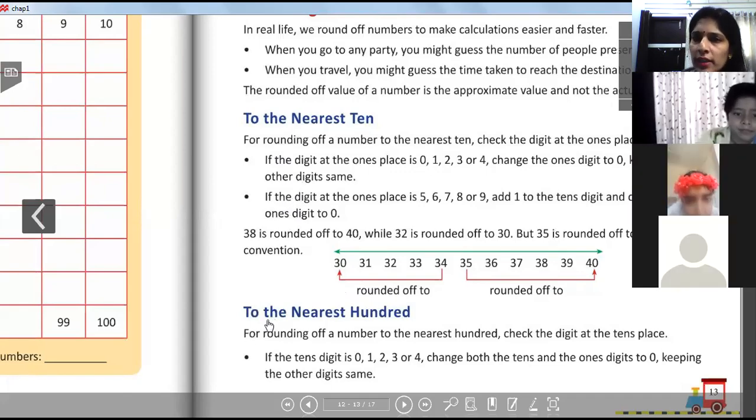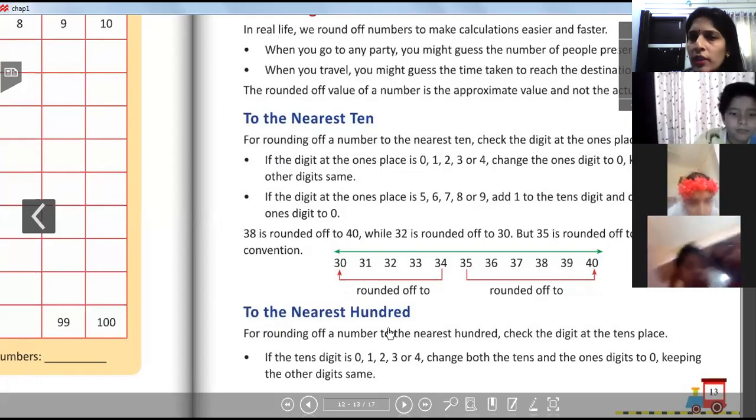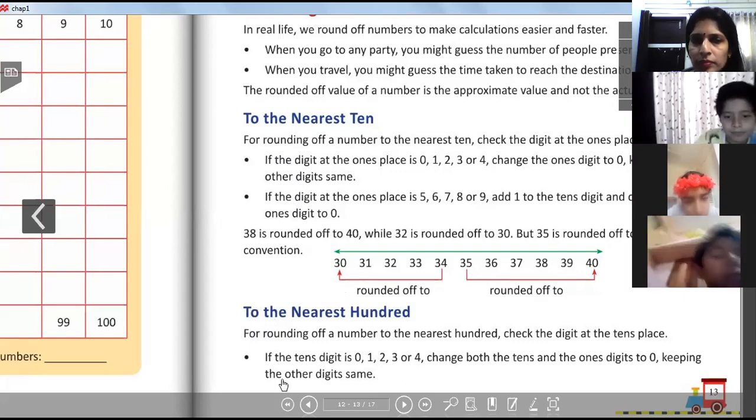Now coming to the next thing, that is rounding to the nearest 100. Again, I'm going to play that video.